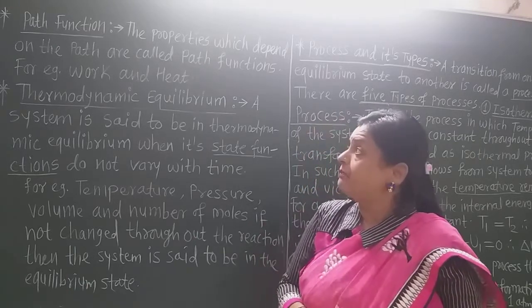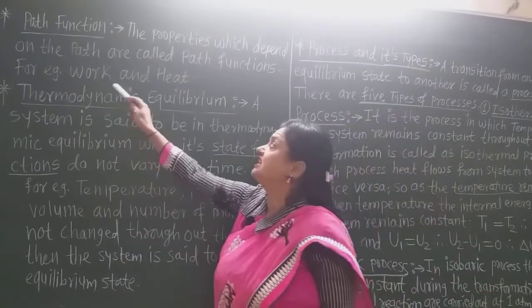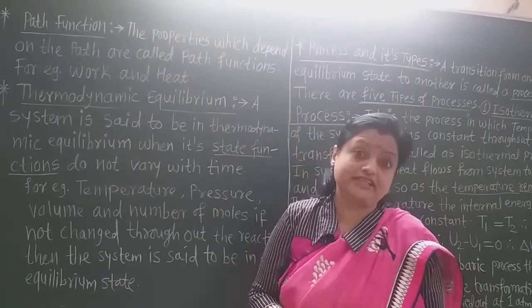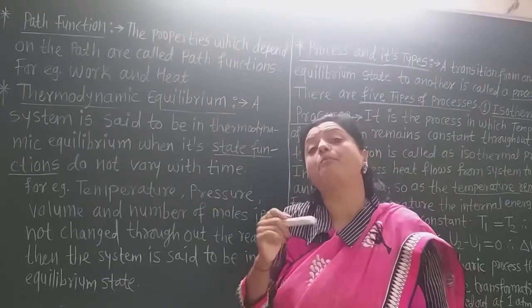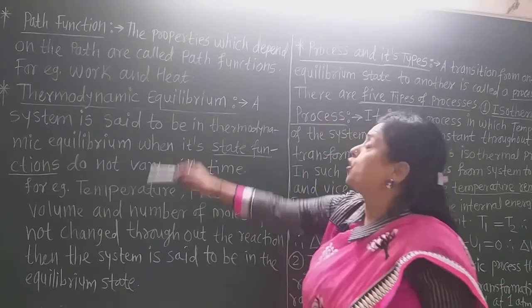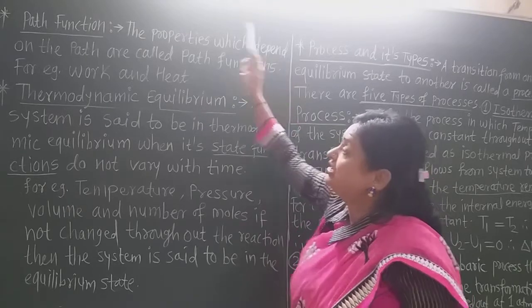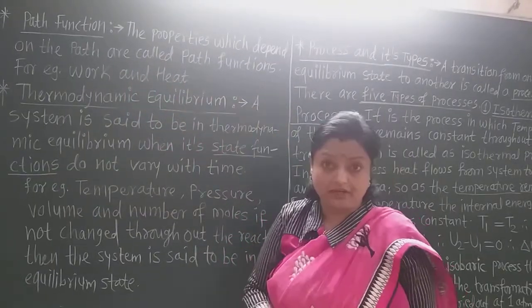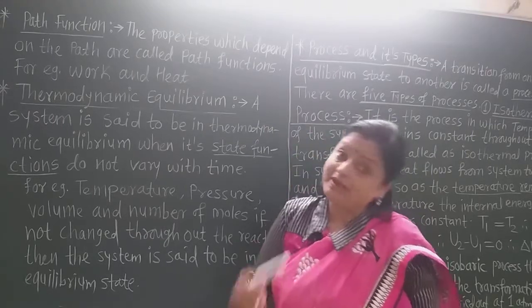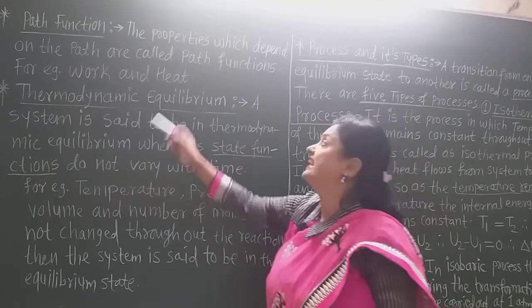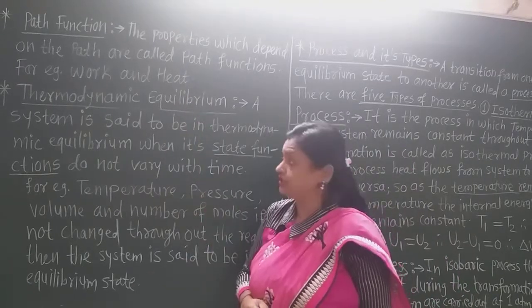But there are some path functions, such as work and heat. These two properties are path functions. That means they depend on the path of the reaction. So what is a path function? The properties which depend on the path are called path functions. So work and heat are the path functions.